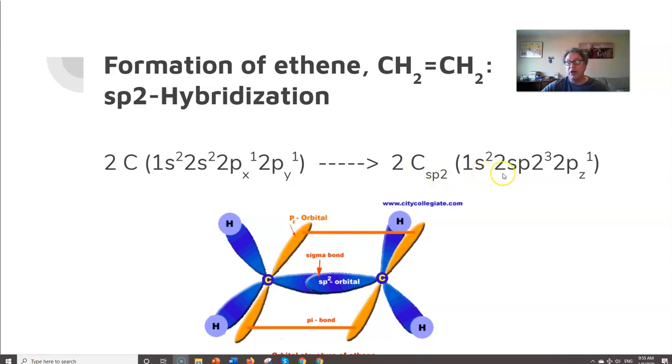1s2 doesn't change, but now we have 2sp2, we have 3 degenerate, equal 2sp2 hybrid orbitals, each containing 1 electron, for a total of 3 electrons, with one of the 2p orbitals that was not involved in the hybridization, the 2pz orbital, with its original valence electron. So you go from carbon atoms that look like this to sp2 carbon atoms that look like this.